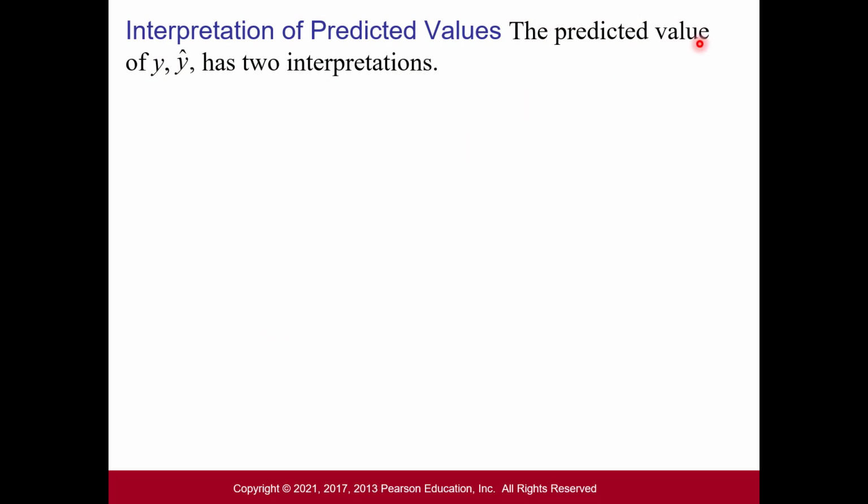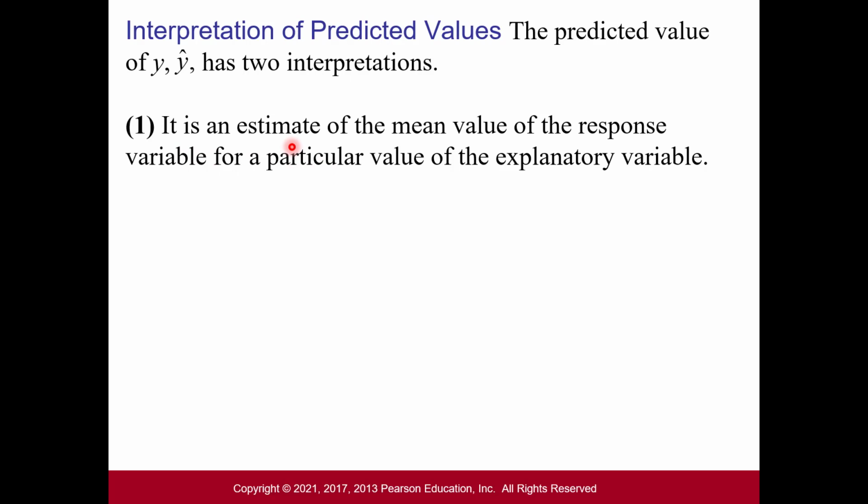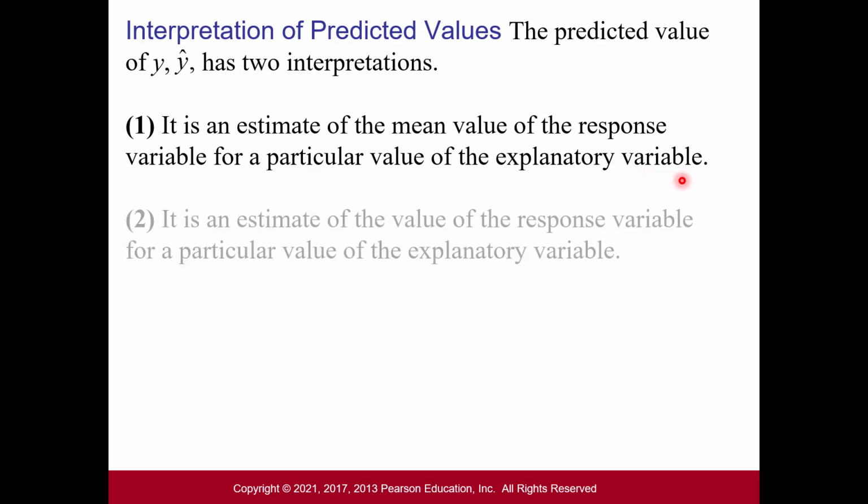Okay, so the predicted value of y, which we use y hat to represent, has 2 interpretations. One, it's an estimate of the mean value of the response variable, remember that's just y, for a particular value of the explanatory variable. Okay, so it's like the average response output variable for an input explanatory variable. And then also, 2, it is an estimate of the value of the response variable for a particular value of the explanatory variable. So the difference here is estimate of the mean and estimate of just the value.